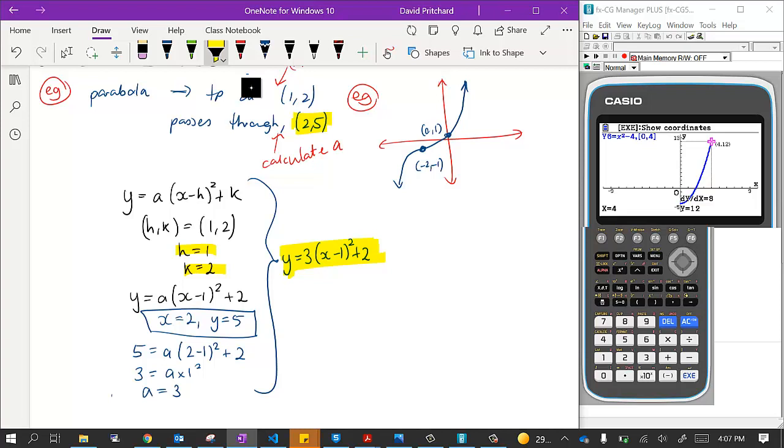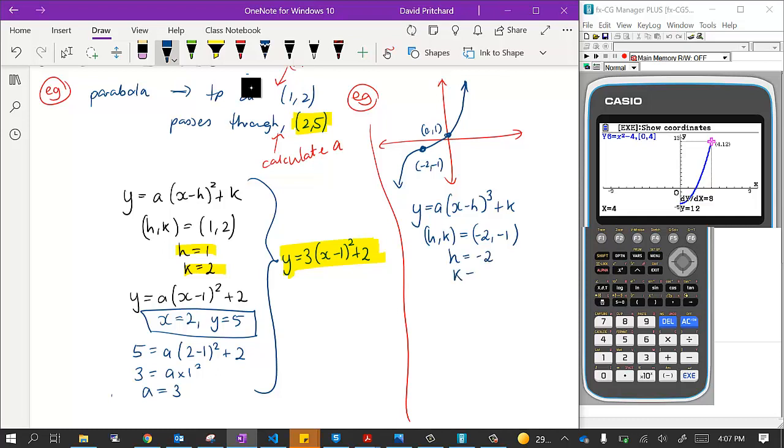So if we were to graph that, we would get a turning point at 1, 2, and it will pass through that 2, 5. With the second one, we can see that it's a cubic, so our template is y equal to a(x take h) cubed plus k. Our h and k values are going to be that critical point, the point of inflection, which means we've got -2, -1. So h is -2 and k is -1.